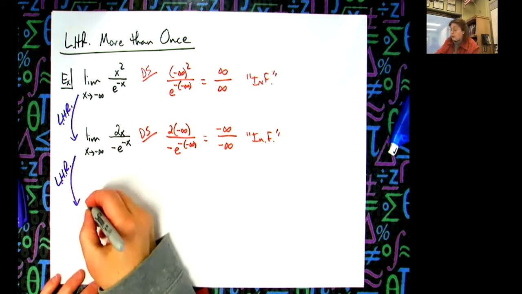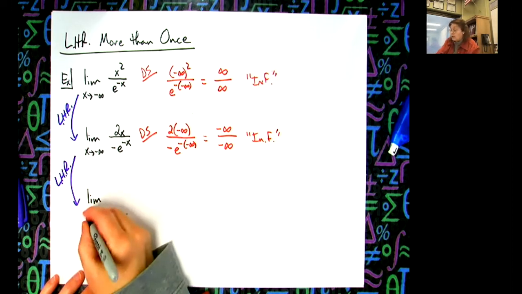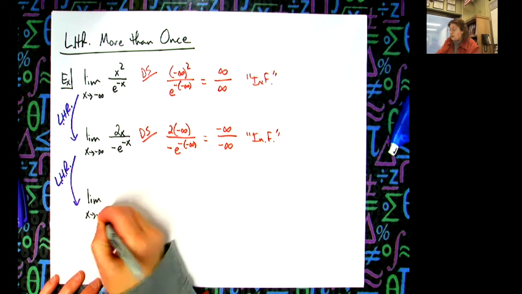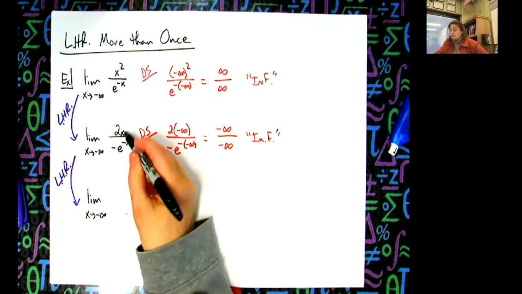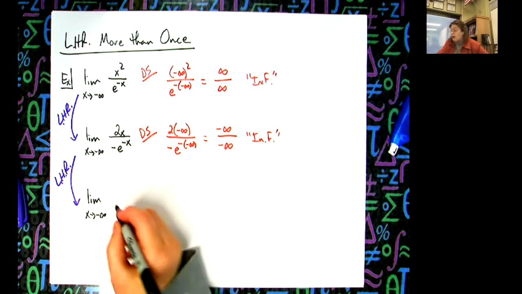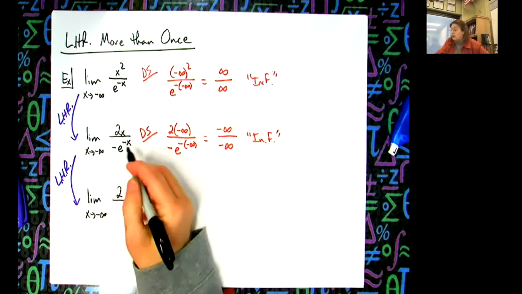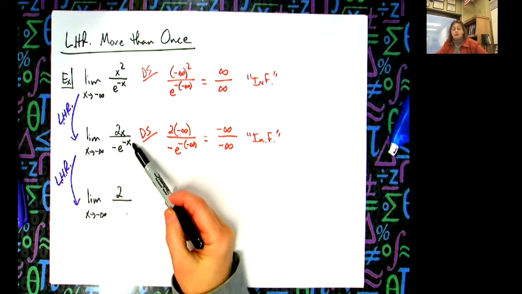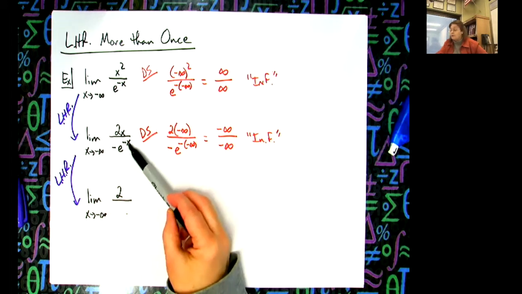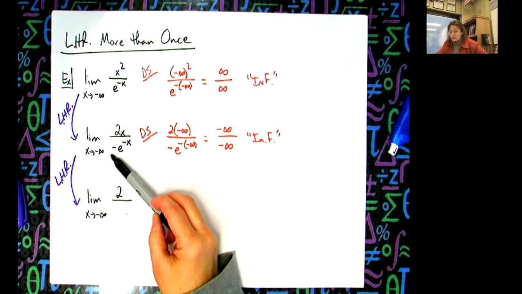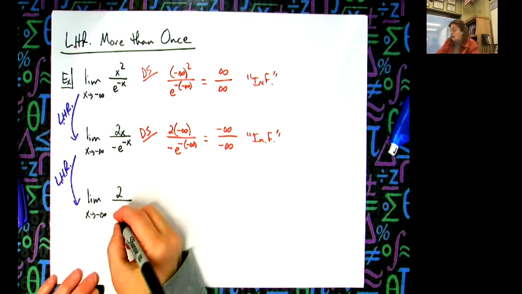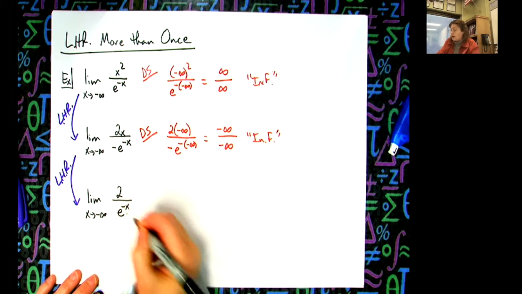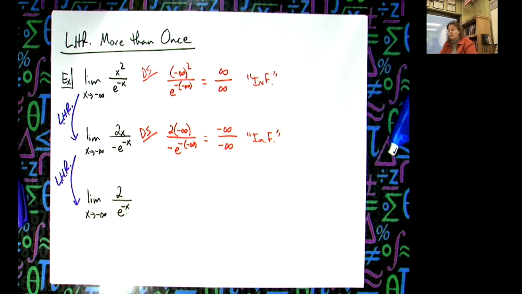I need to keep my limit notation, the limit as x approaches negative infinity. The derivative of the top, the derivative of 2x, is just 2. Down here, e to the u times u prime, so the derivative of the exponent is negative times the negative that's already in front, which turns it back to a positive, and then e to the negative x. So I have now done L'Hopital's rule twice. Let's try direct substitution again.